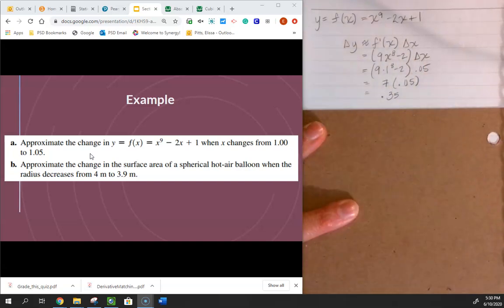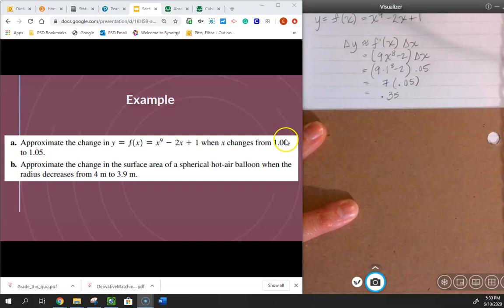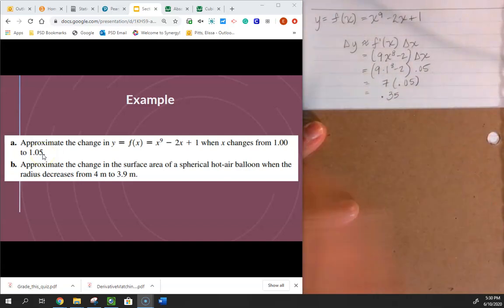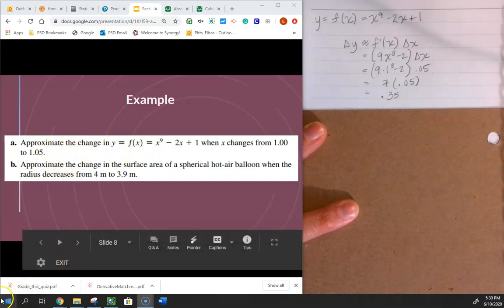The x value that we're starting at is 1. And then the delta x is, we're moving from 1 to 1.05, so we put in 0.05. And we just do this calculation and get 0.35. Not anything very different about that, and I'm not going to do part B of this example.